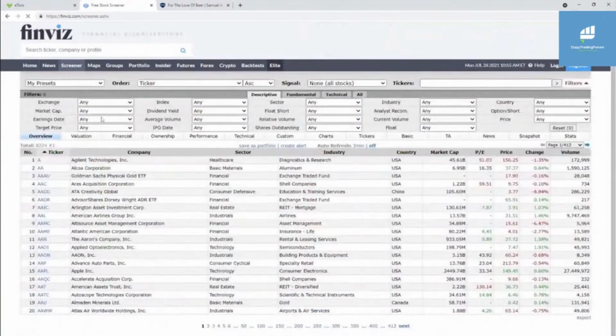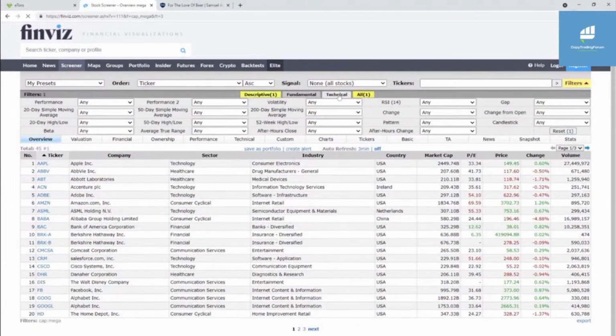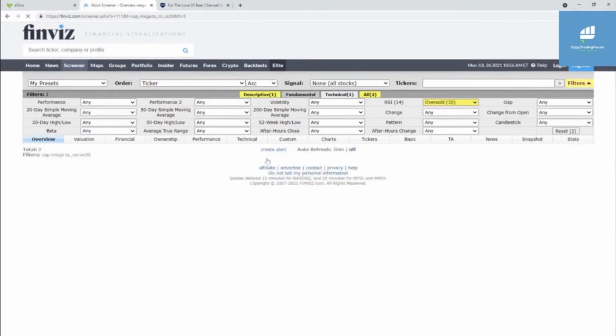And then I go to market cap, and I check Mega first. I click on Mega in the market cap section. Then I go to technical, and I use the RSI 30. So click on technical, and then over here on the right, it'll change the RSI. So I want the stocks that are oversold and at a good price. So RSI 30, and you can see there's no stocks in the mega capital stocks.